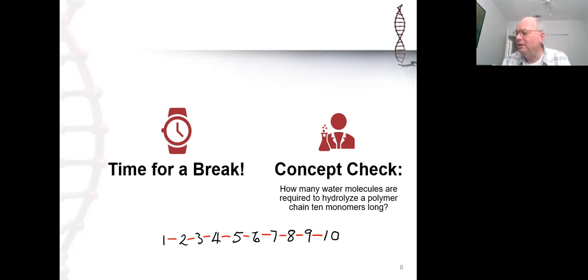So if you're going to hydrolyze all of the bonds that are linking the monomers together, you're not going to need 10 water molecules, you need 9 water molecules. And that's something that you can remember, because if you see any question on an exam or in a practice module or something like that that asks you about the number of water molecules to hydrolyze a monomer chain, it's always going to be 1 less than the number of monomers in the polymer.